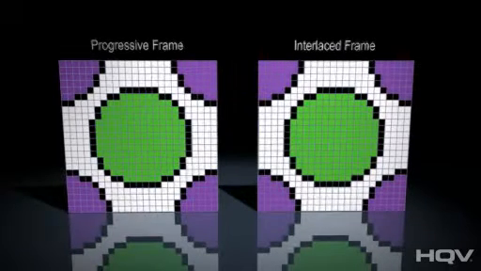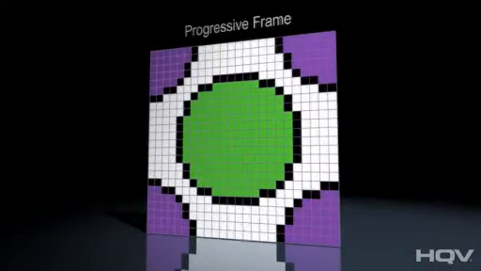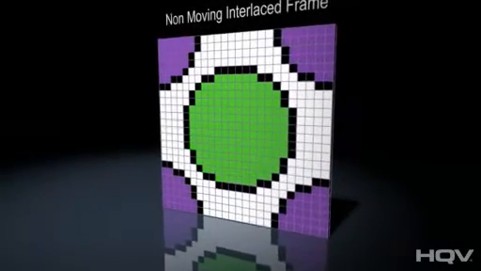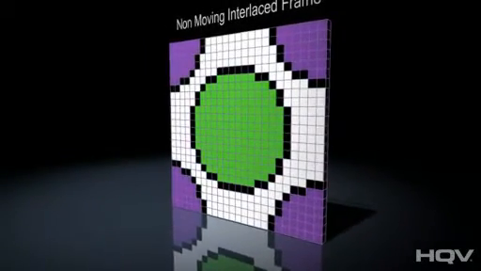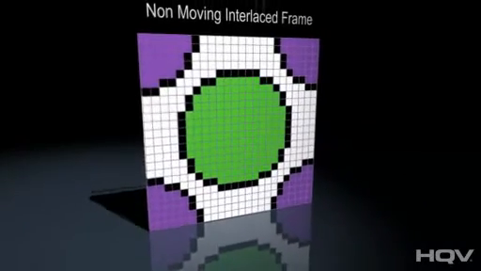Digital displays ultimately require a progressive signal to operate properly, so if they receive an interlaced signal, it must be converted to progressive before it can be displayed. If the objects in the video aren't moving, it is very easy to do the de-interlacing. The two fields can be weaved together and combined to form the complete frame.